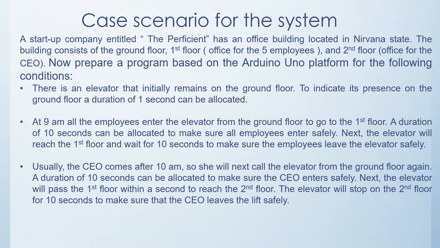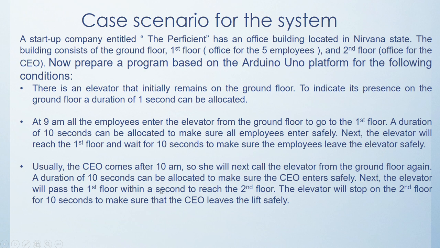Definitely the elevator cannot directly fly from the ground floor to the second floor. It has to pass the first floor and then the second floor. So this will be the case. In order to understand the concept that it has passed the first floor and then proceeded towards the second floor, we can think of one indicator, let's say 1 second for the first floor.